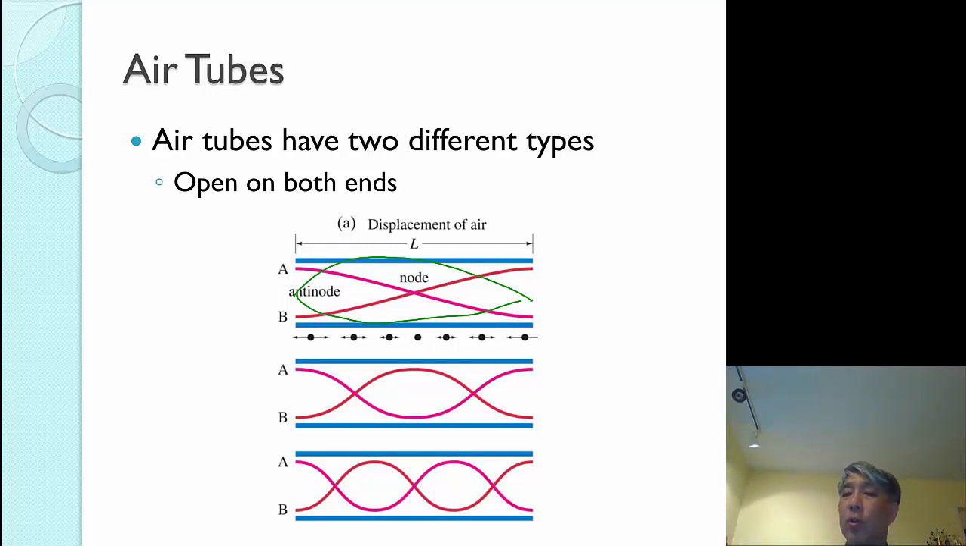For strings, when the string was tied down on both sides, the ends of the string had to be nodes. The string was not able to move at all. For air tubes, the air is free to move pretty freely because there's nothing blocking it. That forces the ends of the tube to be antinodes. And by structure, you must have a node in the middle. Otherwise, you're just blowing air straight through it, and then you're not going to get a note. There's no resonance associated with that. You have to have a wave.